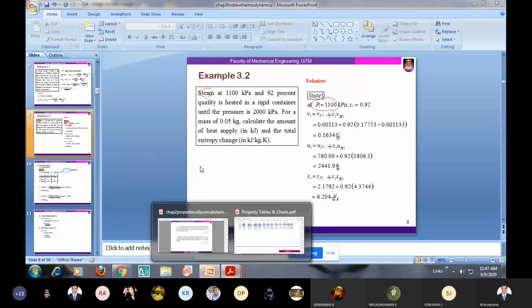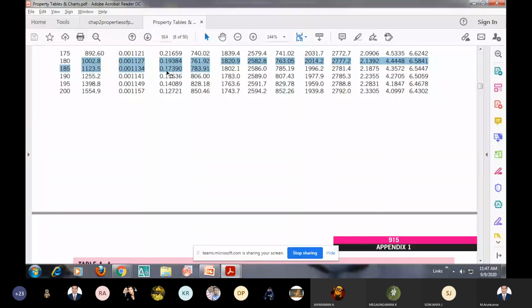Right, so we have to use the steam table. Let's call it. Just wait a minute.